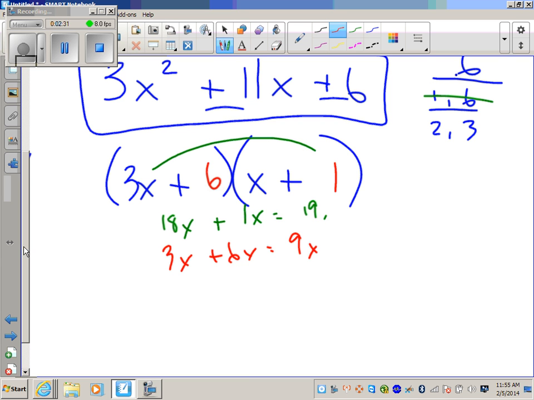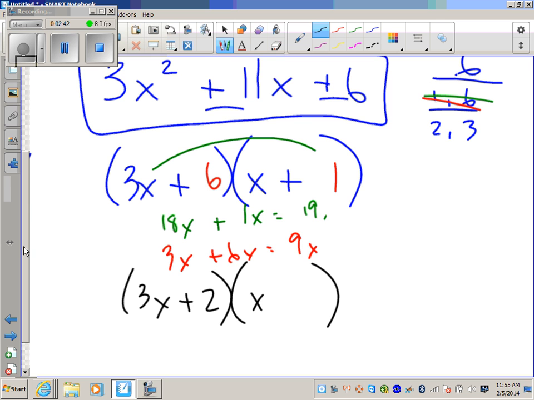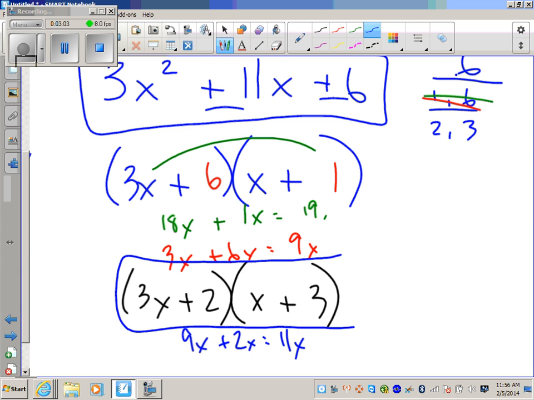Now I need to close the door on this completely, and we'll focus our attention on the 2 and the 3. So 2 and 3. So outer, 3x times 3, 9x. Inner, 2 times x equals 11x. Is that what I'm looking for? I'm good. So the solution is the 3x plus 2, x plus 3.